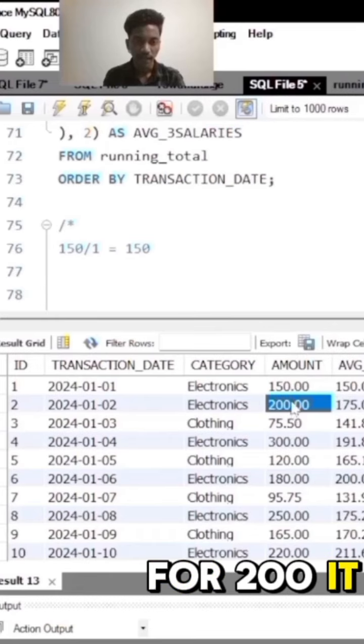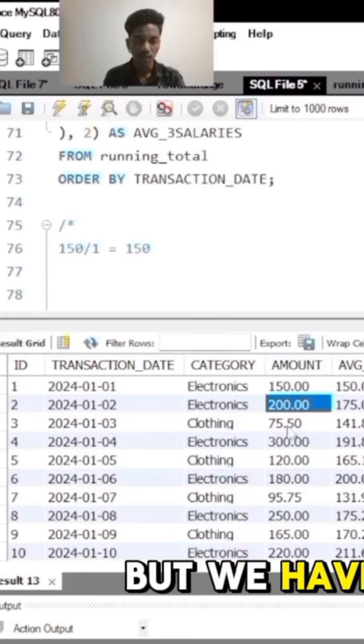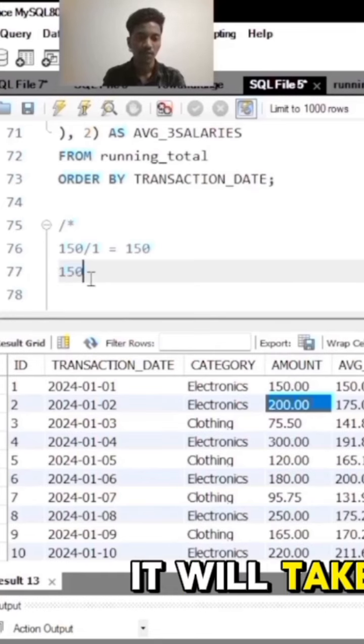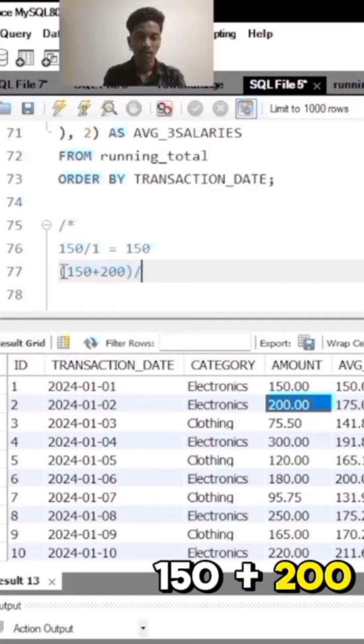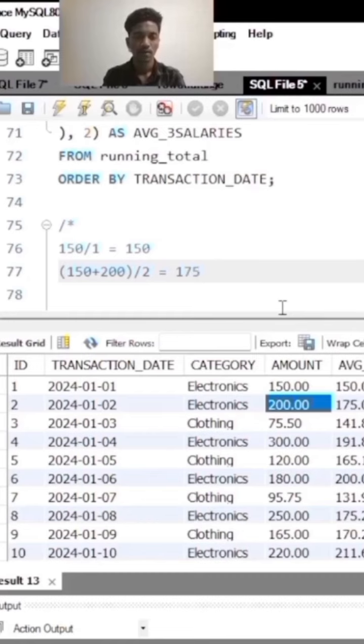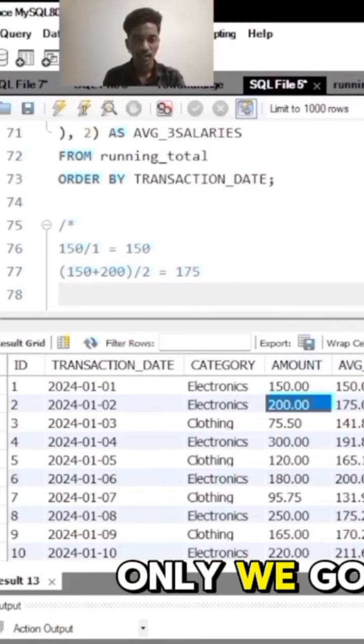For 200, it is again looking for two rows, but we have only one previous row, not two. Because of that, it will take 150 plus 200 divided by 2. So we get 175. So that value only we got here.